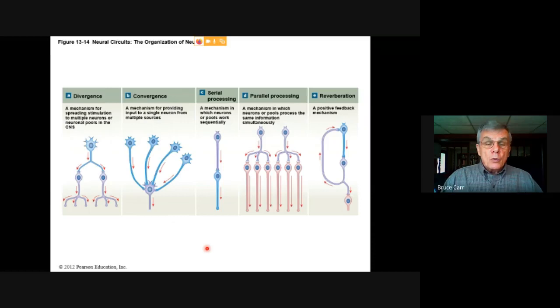Convergence is different. We have sensors all over here, but we don't have to have an independent track for each one of them. They can converge on a central signaling line, typically white matter, which then would send the message all the way up here. Serial processing is straight line. We've kind of alluded to that before. Parallel processing is a very special kind of divergence. Notice that each neuron above, two of them, splits to connect to three below.